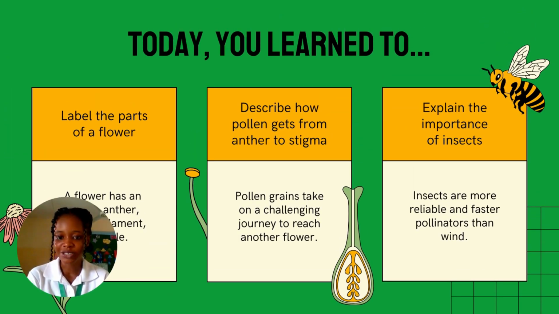I hope you learned something in today's class. In today's class, we learned about the parts of flowers, the male part and the female part. We also learned about how the pollen moves from the anther of one flower to the stigma of another flower. We also explained the importance of insects, that they are more reliable and faster pollinators than wind.